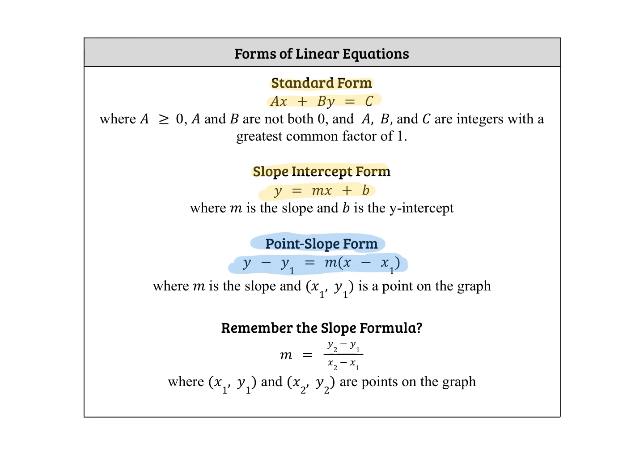And then this is going to be super important for us to remember today as well, that slope formula. So y2 minus y1 over x2 minus x1, which is essentially just rise over run, change in y over change in x. And for the slope formula, you do need to know 2 points on the graph.